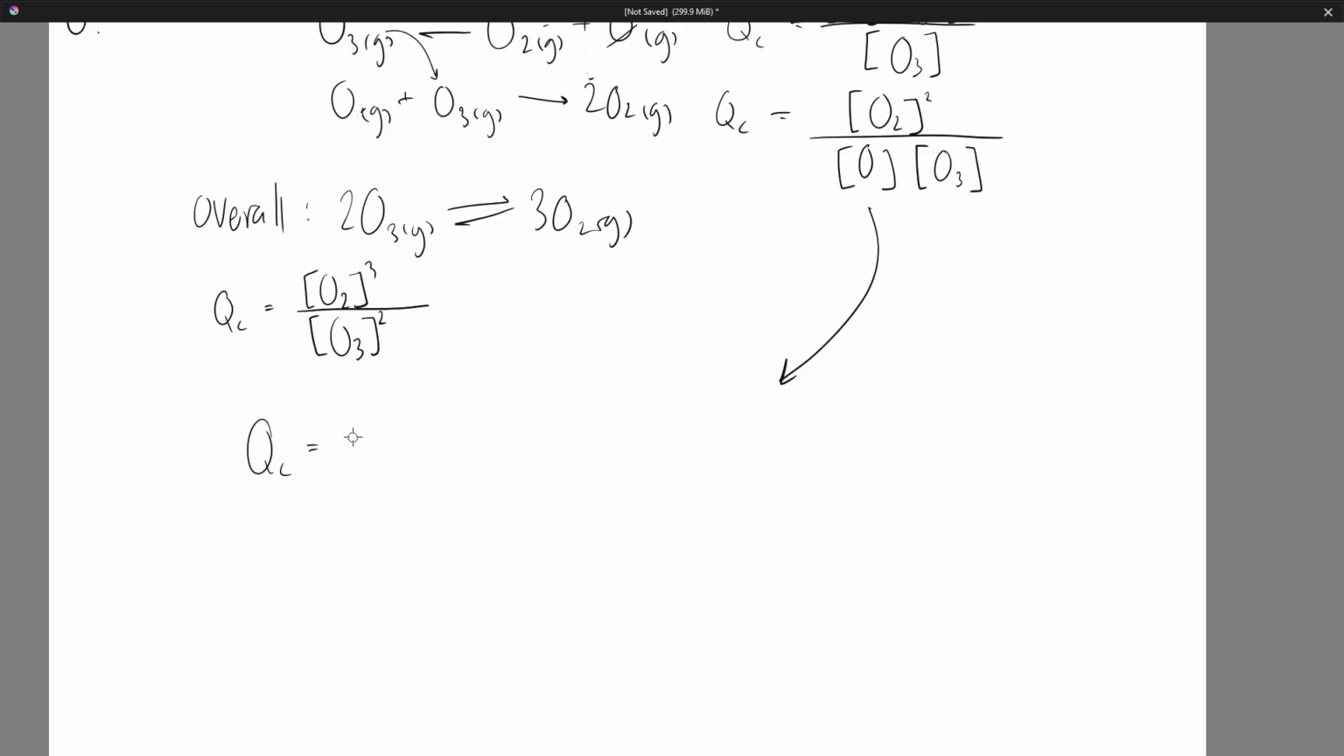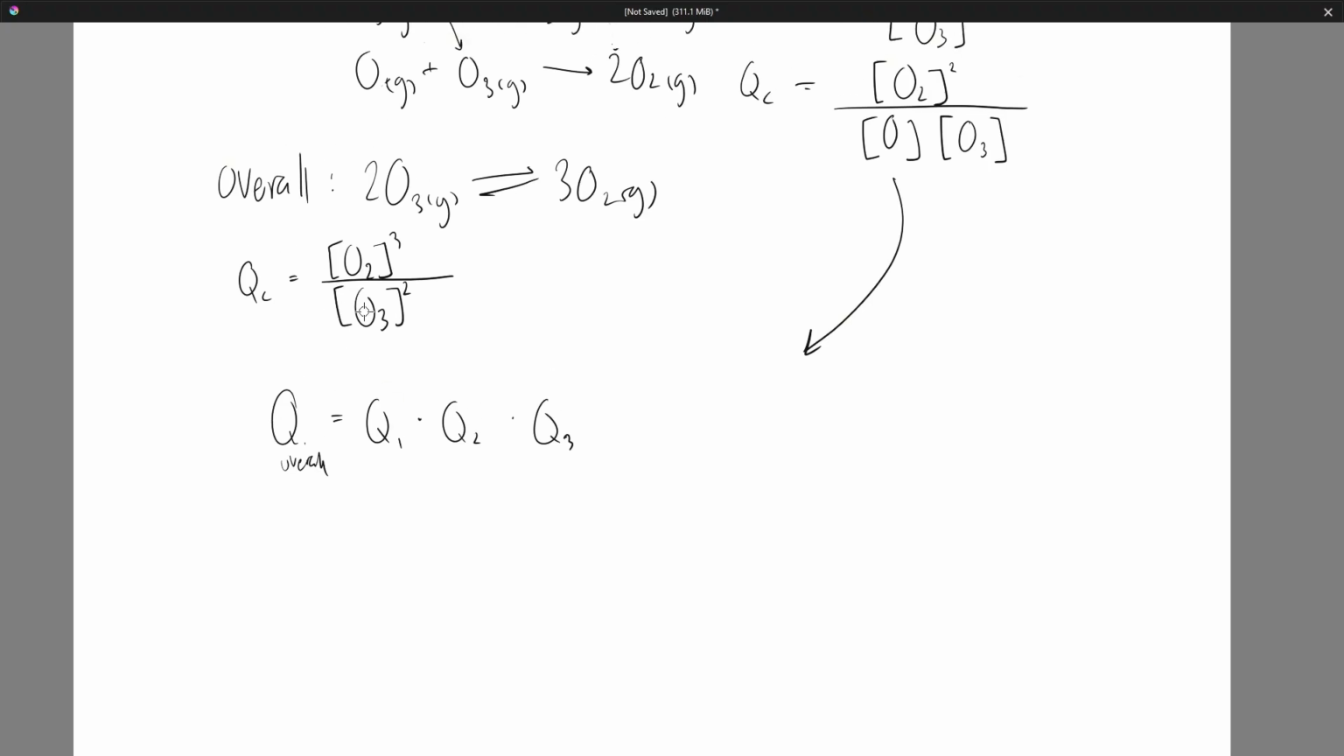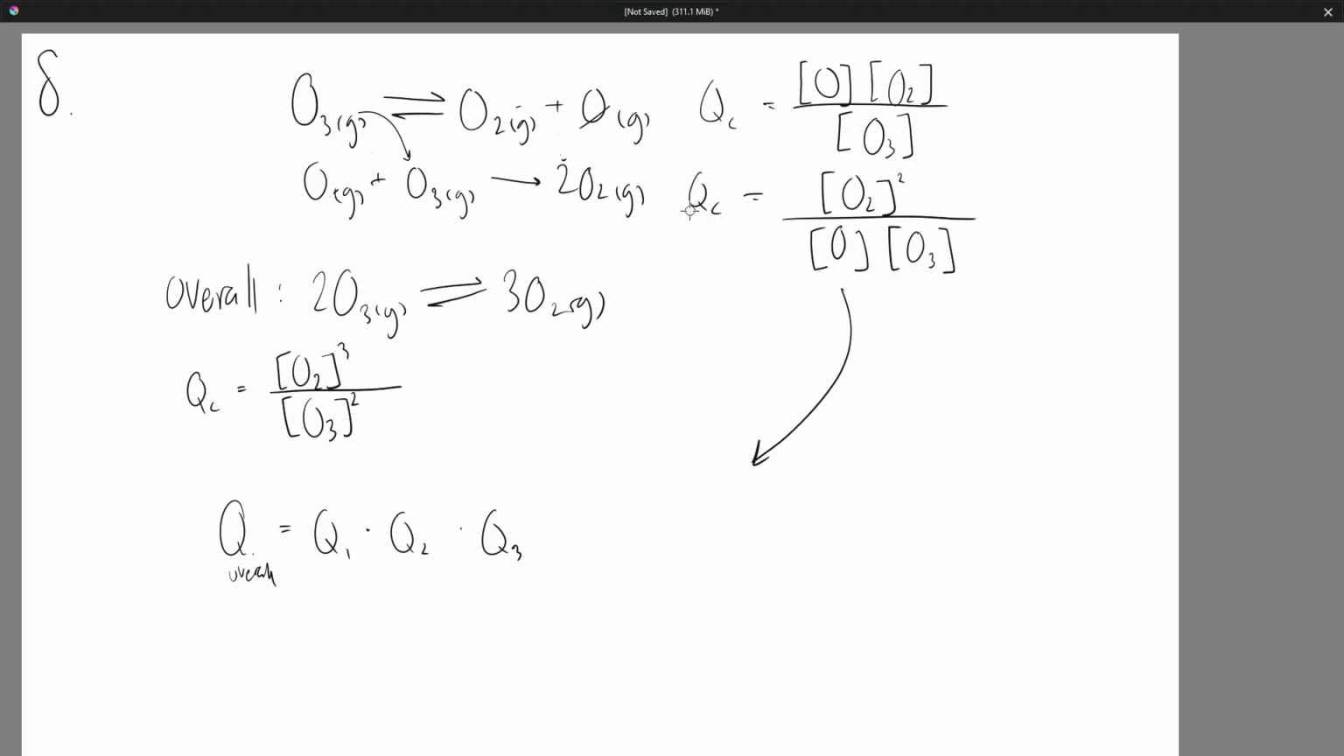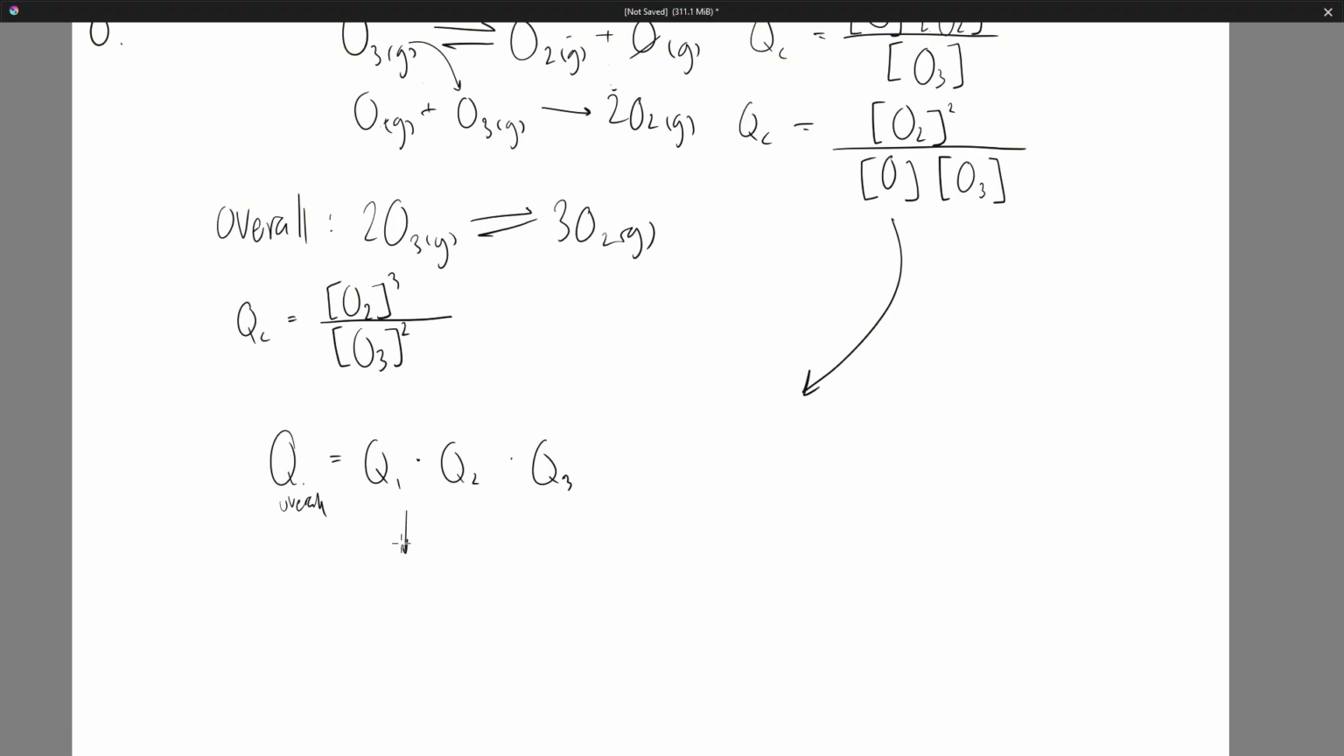Let me rewrite them again real quick so I can show you guys what it is. Or first, let's do the equation. QC overall is equal to Q1 times Q2 times Q3. So that kind of means this overall equation QC is equal to the product of each other step's QC. So let's go ahead and do that.